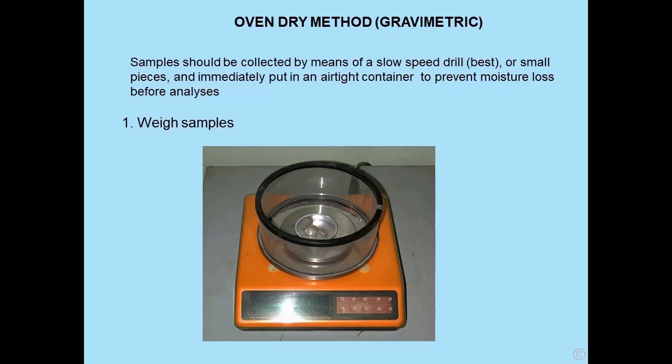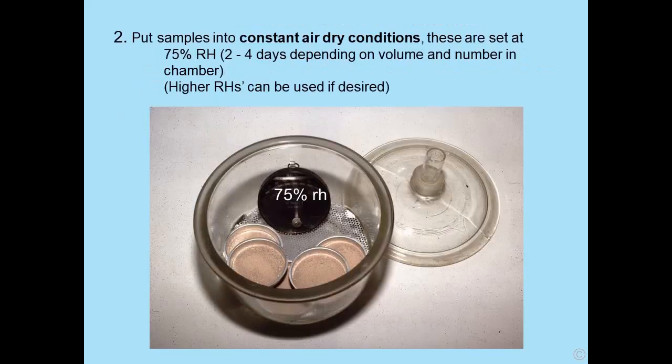Ideally, as mentioned, they should be dust-like, but you can use small pieces, but it just takes longer. Number 2, put the samples into constant air dry conditions. The problem normally is if you leave them in the open, the humidity in the open varies enormously, or it can do. So we want constant air dry conditions. And for convenience, these are set at 75% relative humidity. We leave them there for 2 to 4 days to come to equilibrium.